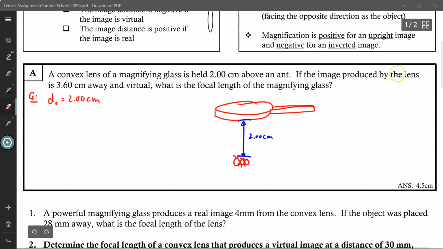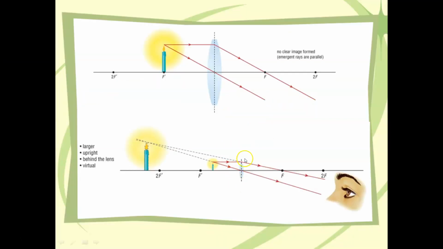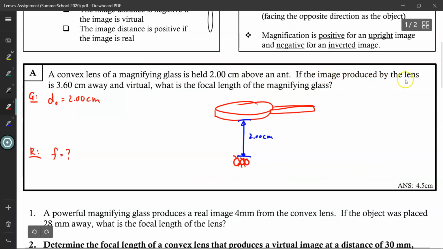Now, if the image produced by the lens is 3.6 centimeters away and virtual, what is the focal length of the magnifying glass? If you recall, a magnifying glass enlarges the object, making the image bigger than it actually is. In order to do this, we have to backtrack the refracted rays. Since the light rays don't actually exist back here, they only exist here, this is the virtual world. As such, any distances involved here are going to be virtual as well. So when they say the image produced by the lens is 3.6 centimeters away, we have to say the distance of the image is negative 3.6 centimeters because it's virtual.